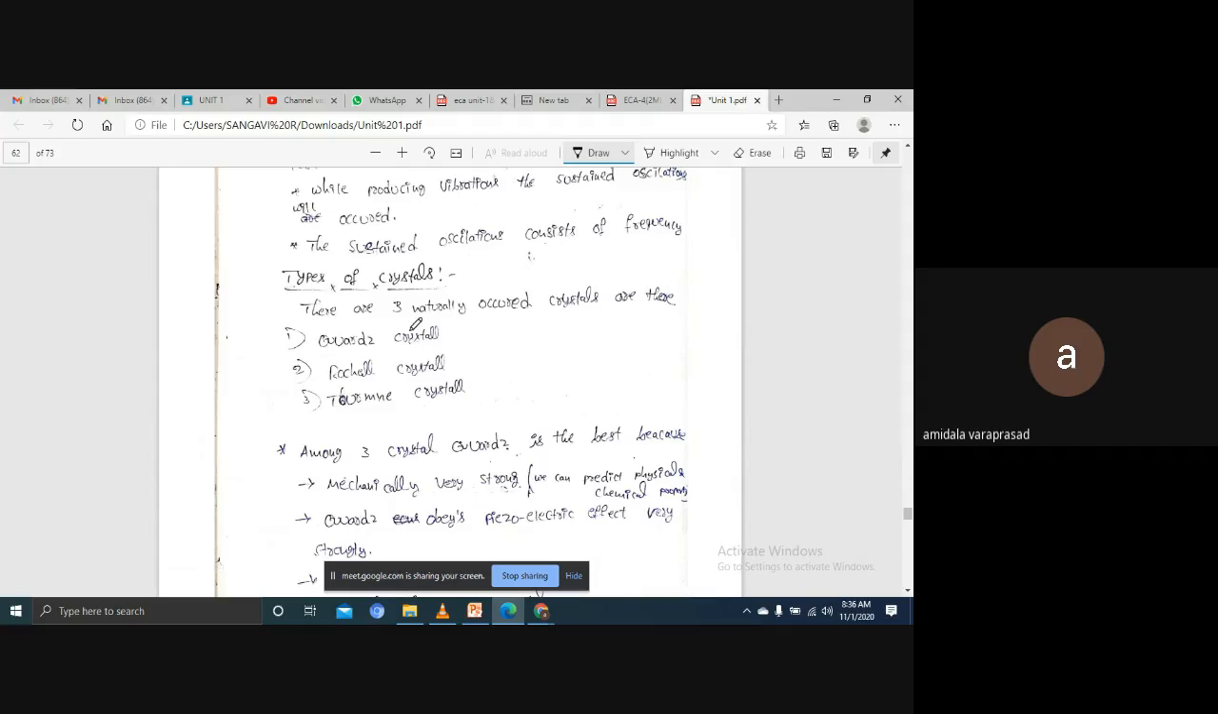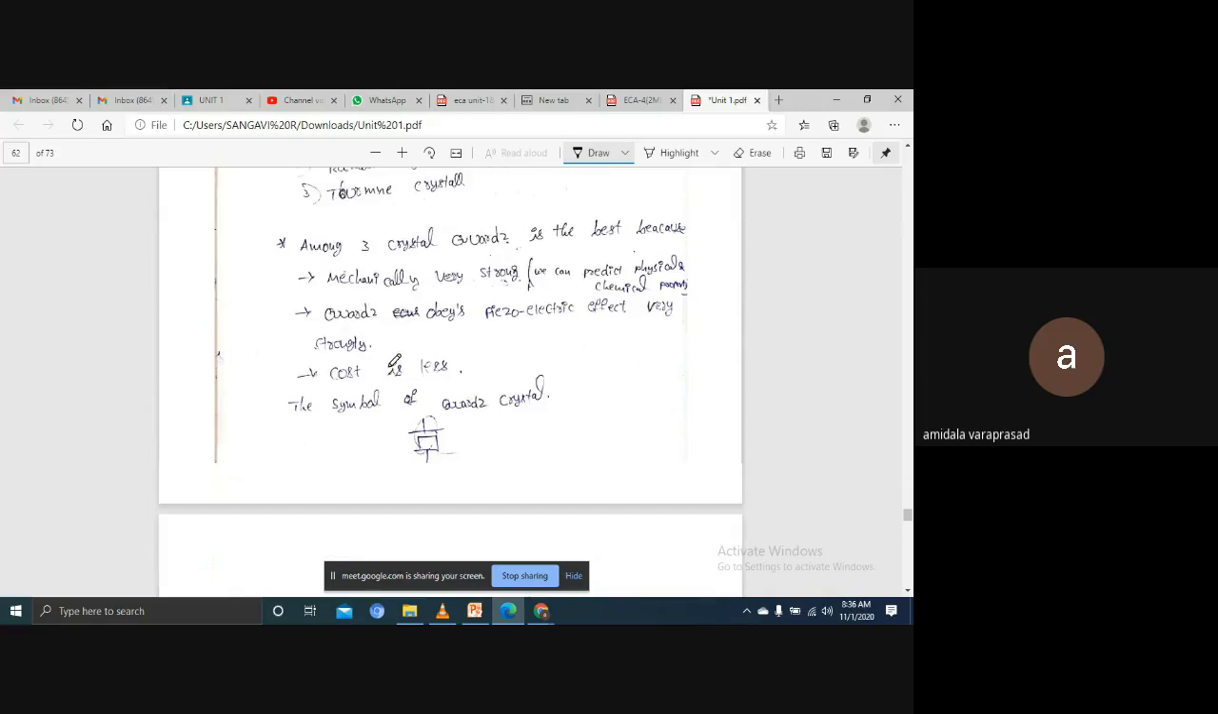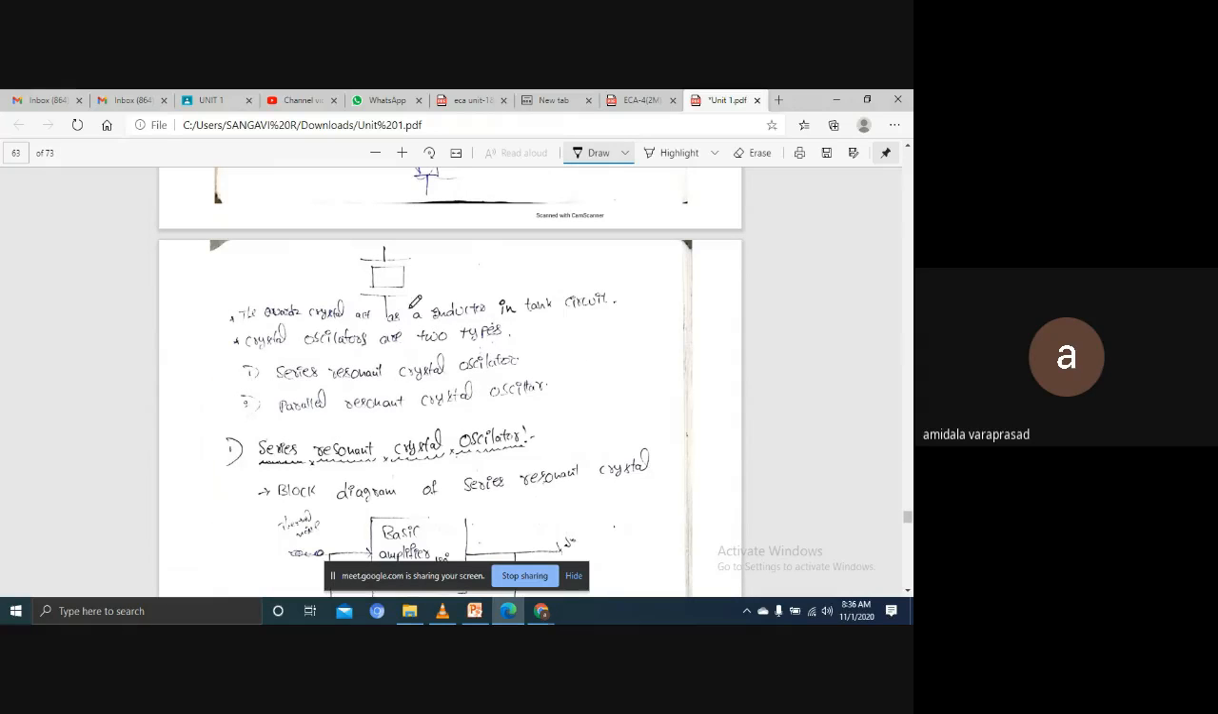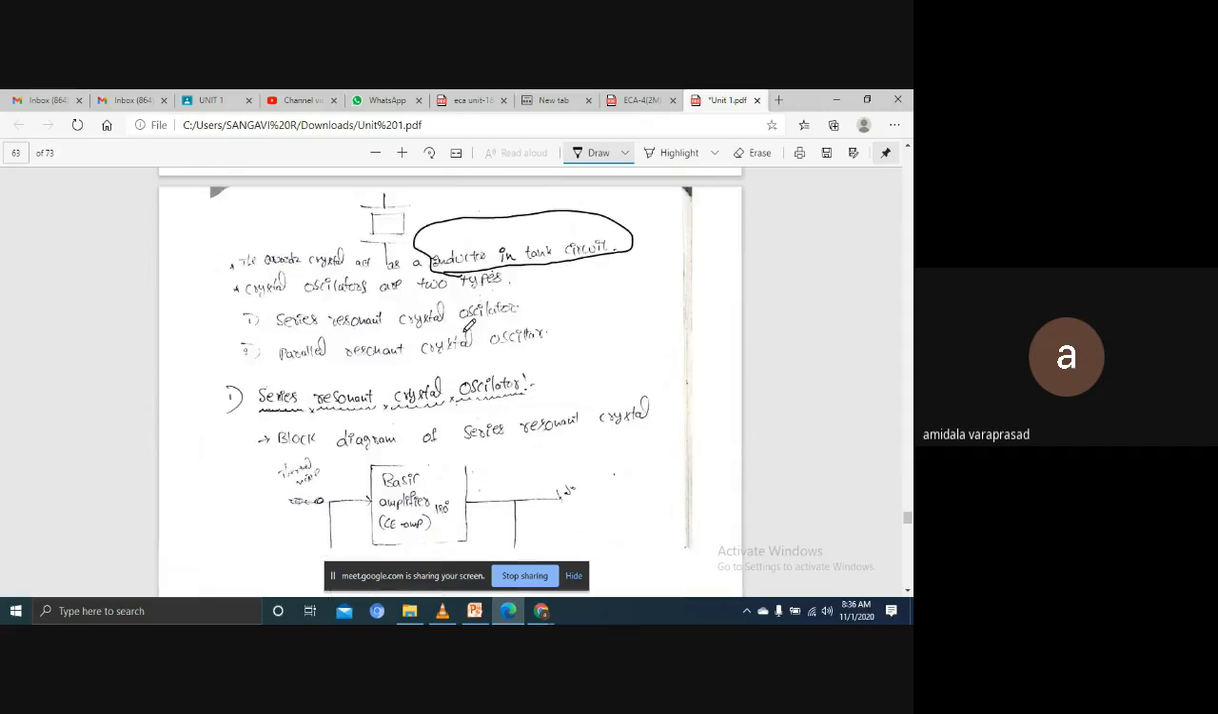Types of crystal we can use: quartz, Rochelle salt. There are different types, but quartz is very important among them. This is a quartz symbol. Quartz acts as an inductor in a tank. Please keep in mind that quartz can act as an inductor.